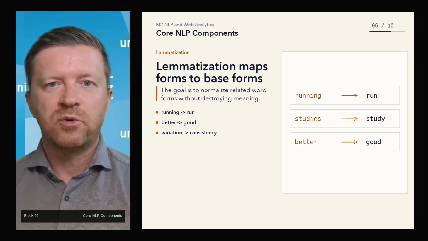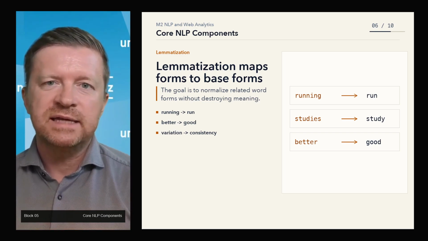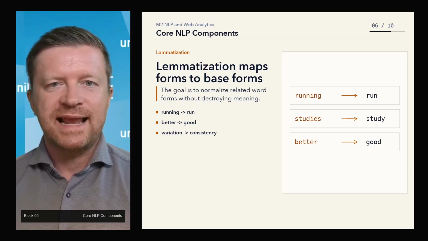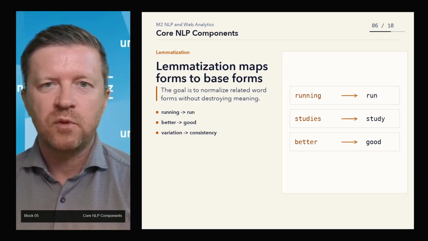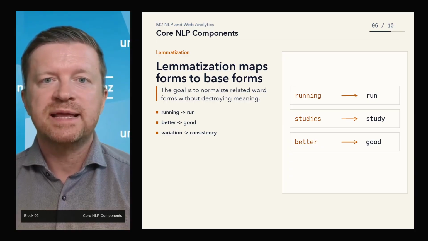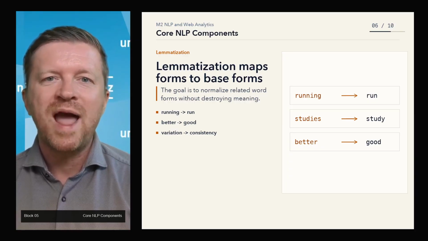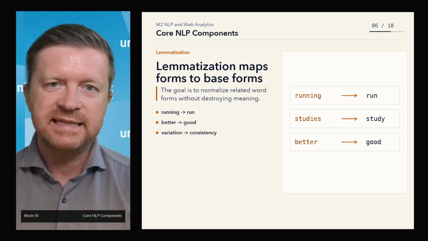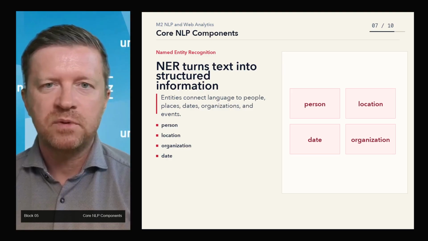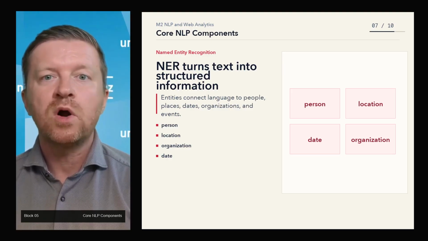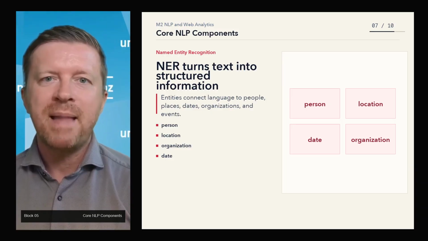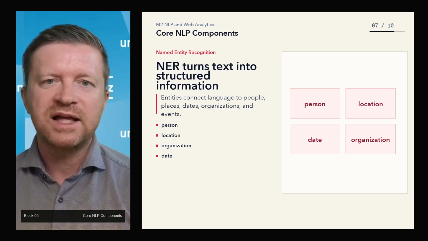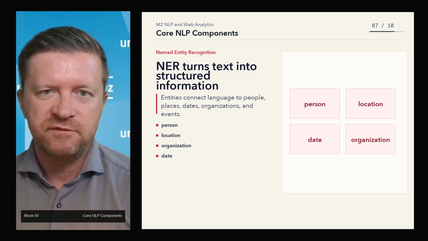Again, Python libraries help us. In NLTK, one common tool is the WordNet lemmatizer. We will use it later to reduce variation in text data before analysis. The third component is named entity recognition, or NER. NER identifies and classifies entities in text into categories such as people, locations, dates, organizations, and sometimes products, money amounts, or events. This is one of the most important ways to turn unstructured text into structured information.